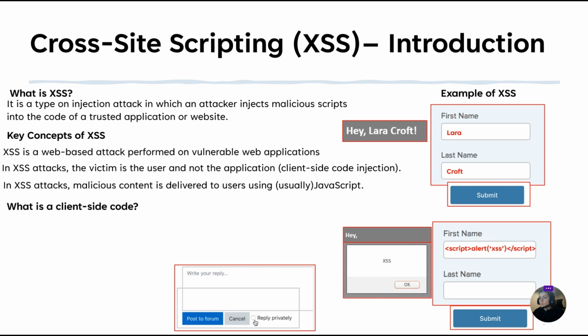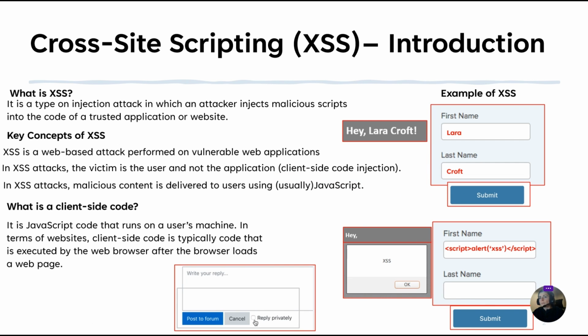But first, what is client-side code? Because we've mentioned here client-side code injection. It is JavaScript code that runs on a user's machine. In terms of websites, client-side code is typically code that is executed by the web browser after the browser loads a web page. So that's why it's called client-side code. An example of client-side code is JavaScript.